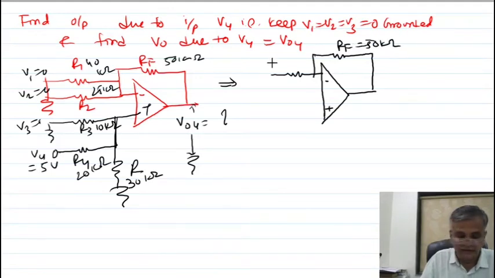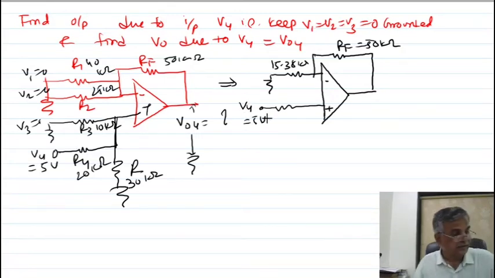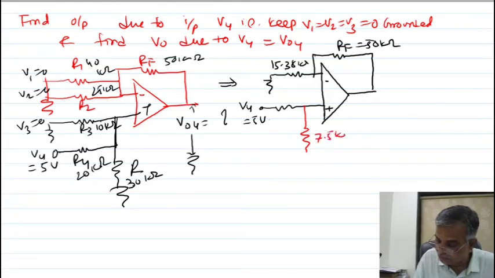So I will draw this circuit in this way. RF 50 kilo ohm, and this value last time we have written 15.38 kilo ohm. Already you know this. This is grounded. This is nothing but the parallel combination of 40 and 25. See, in a previous page we have written like this. Now here I have to show this is your V4, 5 volt. And parallel combination of these two, 10 and 30 kilo ohm, these two are grounded. Look here, this is ground, here is ground. So both are in parallel, so I can write this value is 7.5 kilo ohm. It is 10 parallel 30 kilo ohm, and this is grounded.